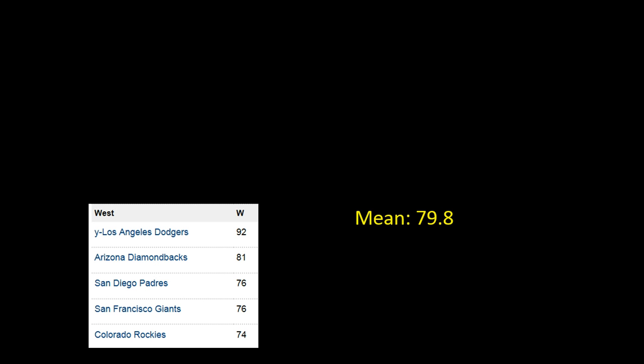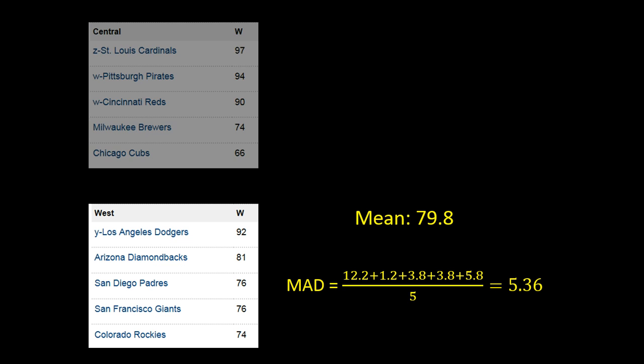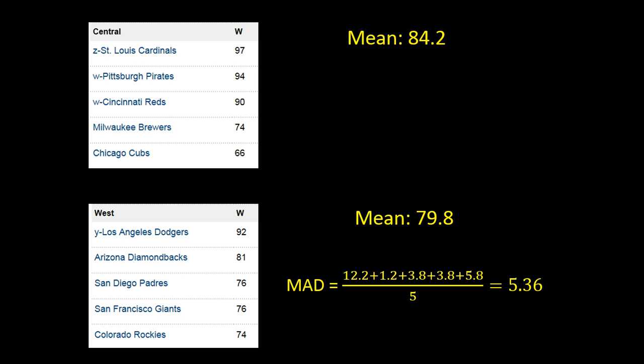Now what do those numbers mean? Well, the mean absolute deviation for the West Division was 5.36. And for the Central, it was 11.36. So how can we compare these two divisions? Well, the larger the mean absolute deviation, the more spread apart the values are. So that means that the number of wins in the Central Division were much more spread apart than in the West Division. And I think you can see that.